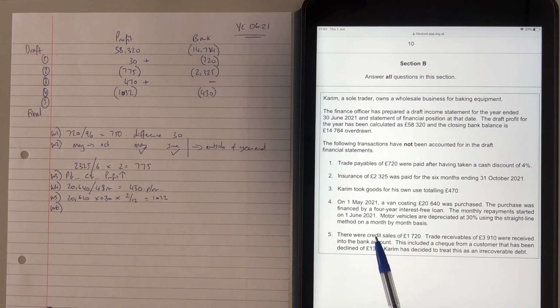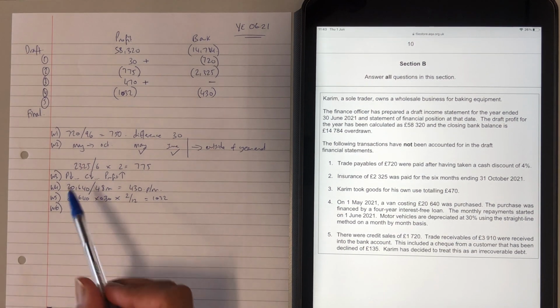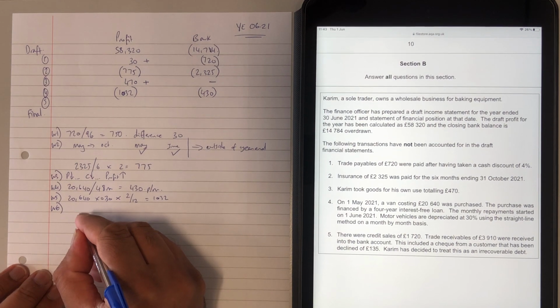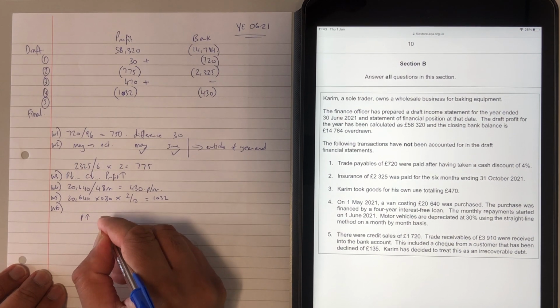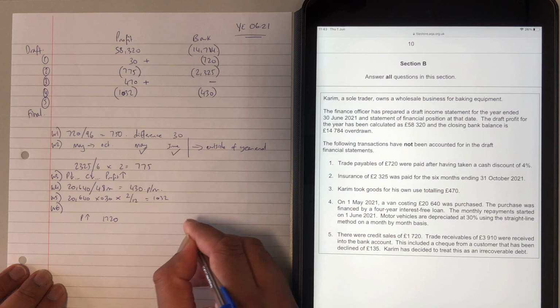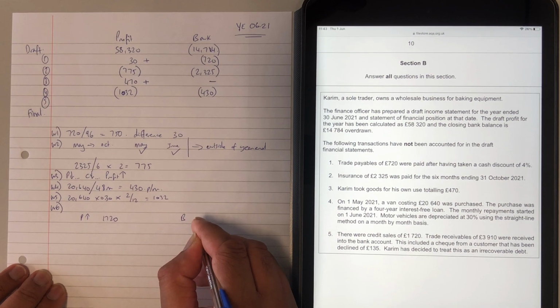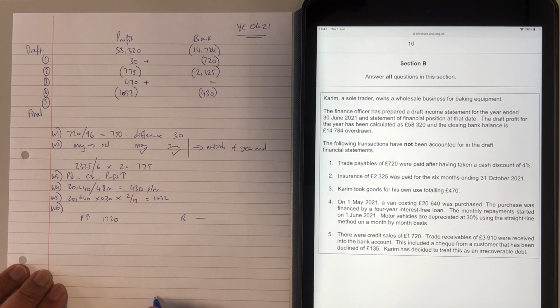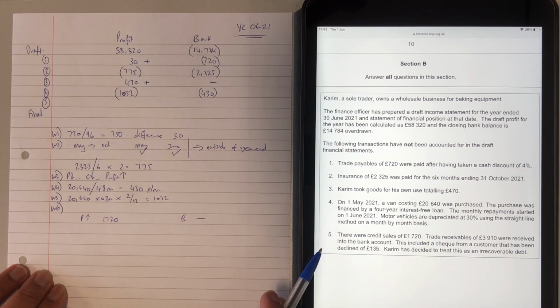Okay, so how does that affect profit then? Well, if sales go up, profit goes up. So working six, just going to make a note here. Profit goes up by 1720. And the bank, there's no change. This is part 1 to number 5.